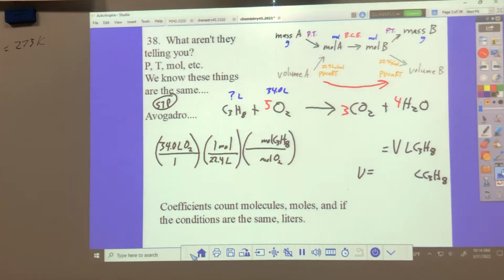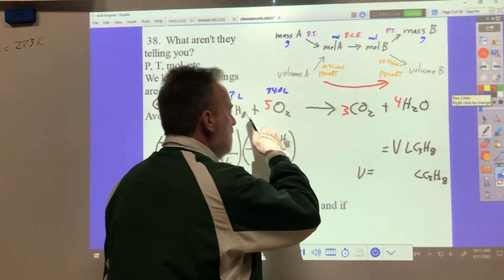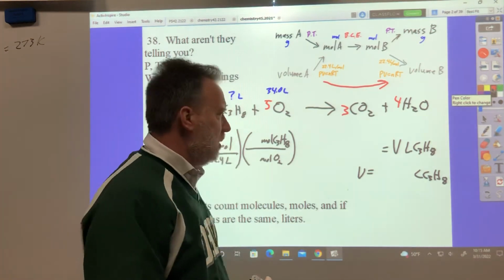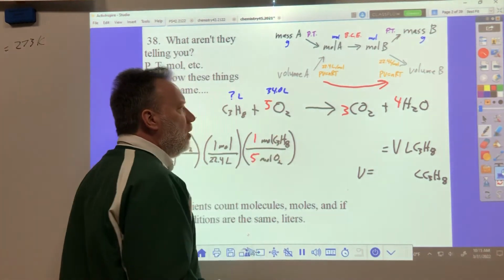Okay? Now, you had to, on your own, come up with this balanced chemical equation. Hopefully you didn't just write that down and you know how to do that. You should know how to do that. So every 5 moles of oxygen, 1 mole of propane.